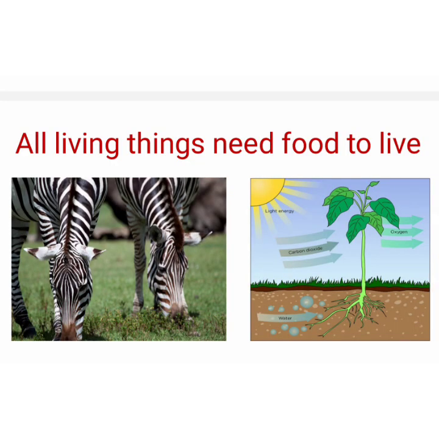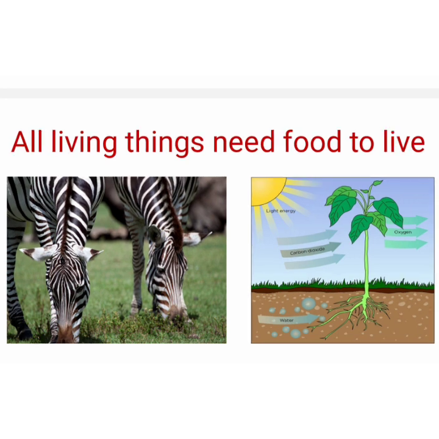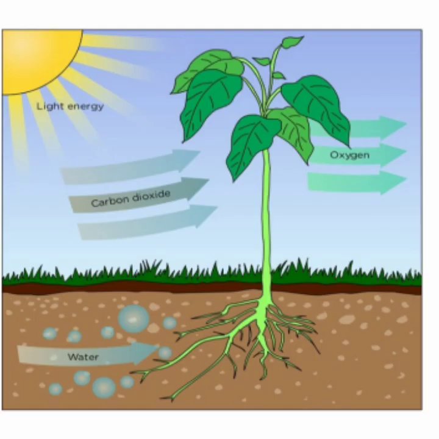All living things need food to live. Yes, children, we cannot survive without food, and even the animals cannot live without food. Plants also make their own food. They make their food with the help of sun, water, soil, and air.